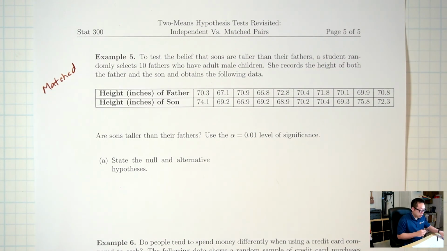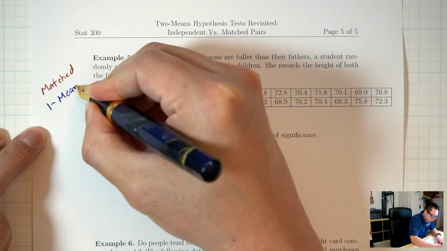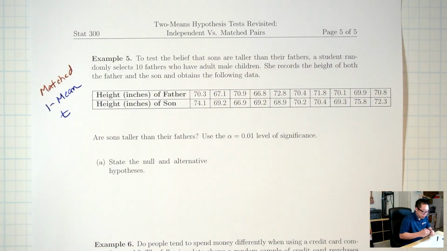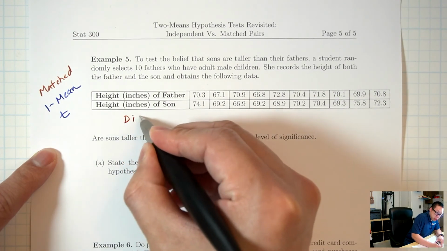Which means we'll run this as a one mean. And then we're using t's, of course. In a matched situation, your next step will be to subtract and find the differences in Google Sheets.